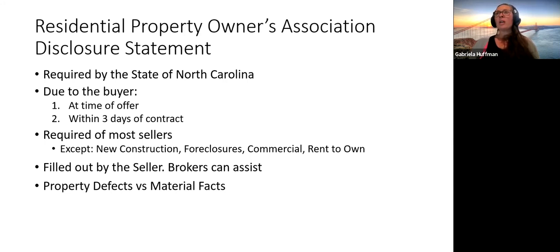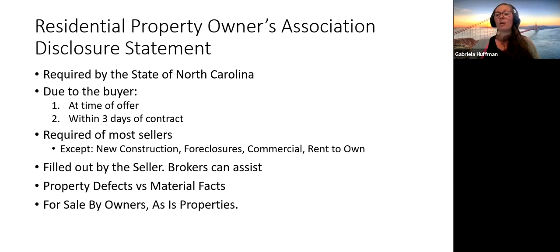So if they ask you, is it the seller's job to disclose material facts on the disclosure statement? No. Material facts is an agent's duty to disclose, and we don't put that on, we don't fill it out on the disclosure statement, but the seller does have the opportunity to disclose property defects.